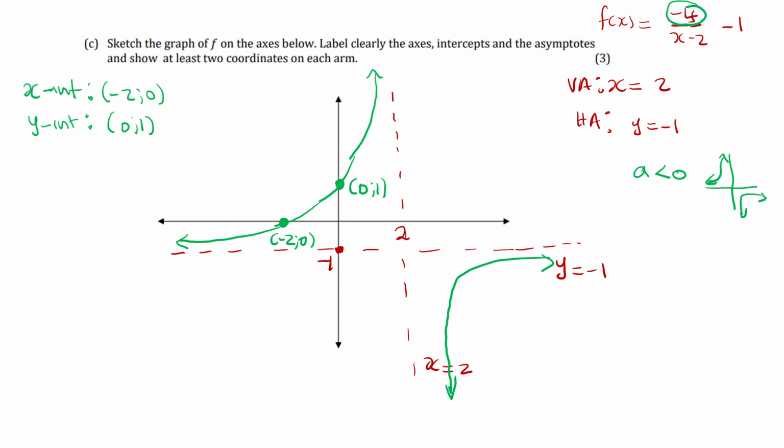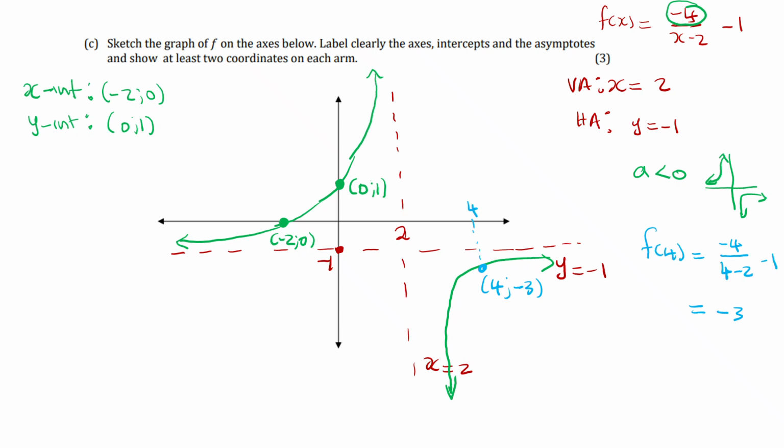You can just leave it like that, or you can find any coordinates here. Remember, if it's here, we can just choose this to be 4. So if this is 4, we can find the corresponding y value. To find that, we need to find f of 4, meaning that where there's x, we put 4. So this will be minus 4 over 4 minus 2, minus 1. You punch that on the calculator, and you find this is minus 3. So this will be (4; minus 3) if you want to put any point on that graph in quadrant 4. And that's it. When you have it like this, you will get your 3 marks.